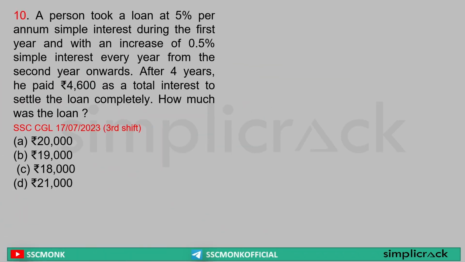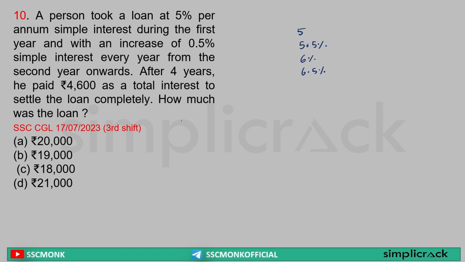Next. A person took a loan at 5% per annum simple interest during the first year with increase of 0.5% simple interest every year. That means first year interest 5%, second year 5.5%, third year 6%, fourth year 6.5%. Yes or no? Yes. After 4 years he paid 4,600 as the total interest to settle the loan. How much was the loan?